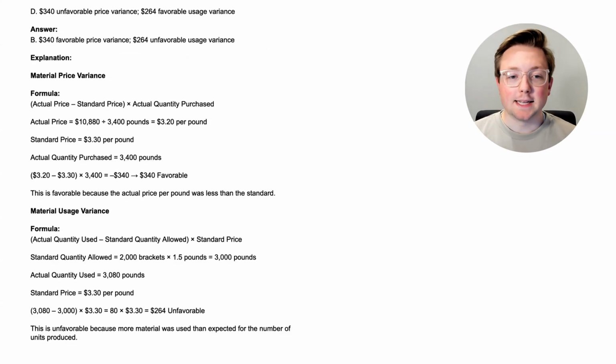All right, here we are. The answer is B. There's a $340 favorable price variance and a $264 unfavorable usage variance. So we're going to learn about, again, 2 different kinds of variances.